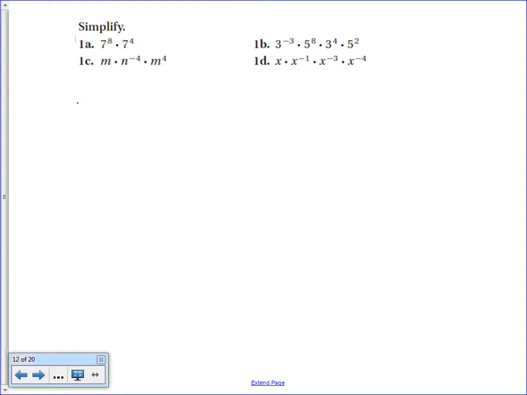Okay, so just a few different examples here. 1a, at the top I have 7 to the 8th times 7 to the 4th. That's going to give me a 7 to the 12th. For 1b, combine the 3's together. So I have a 3 to the 1, negative 3 plus 4, or just a 3, times 5 to the 8 plus 2, which will give me a 10.